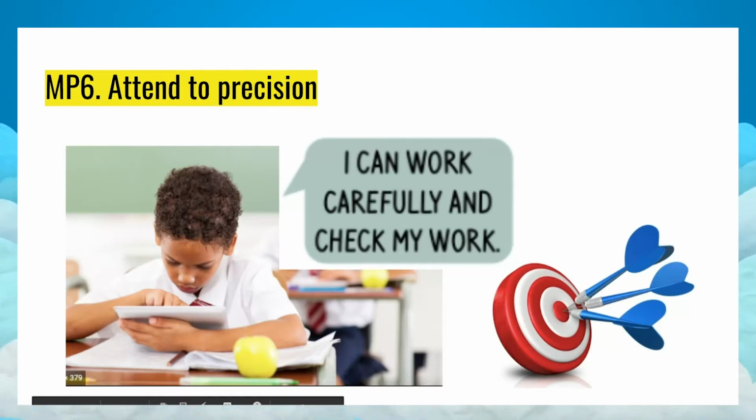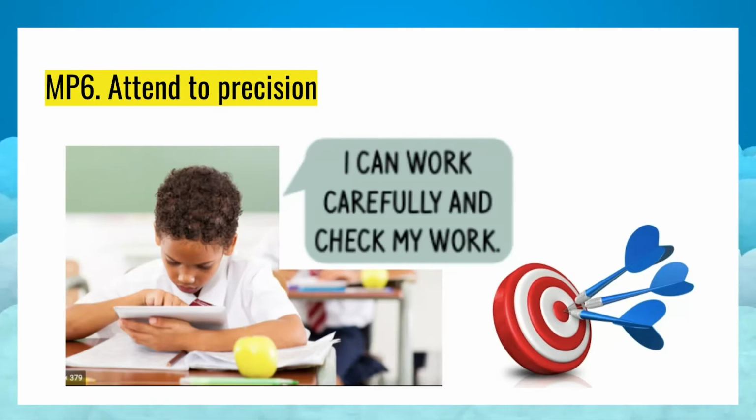Math practice 6, attend to precision. This means that you can work carefully and check your work. Mathematicians need to be very precise, so it's important that they keep their work nice and neat and organized so that it's easy to follow. But it's also important that they check it because you may have made a mistake along the way and that's okay. That's why we have to check our work.